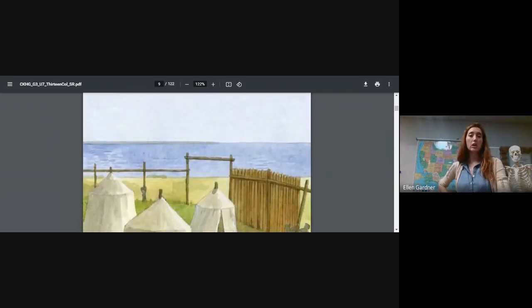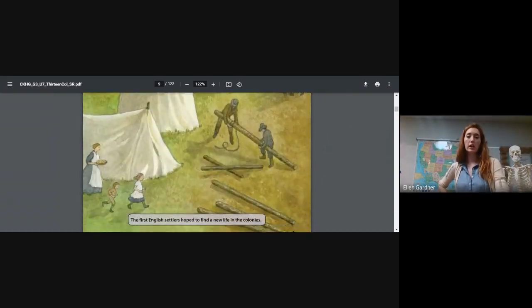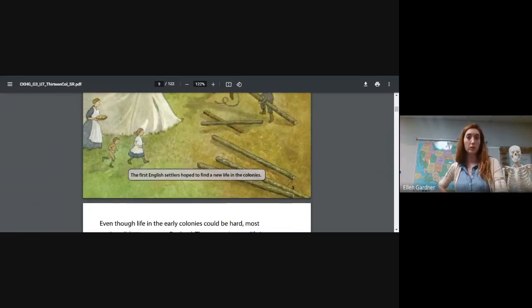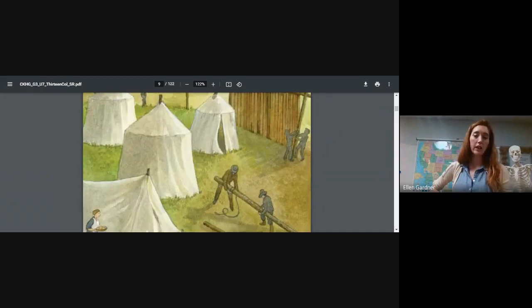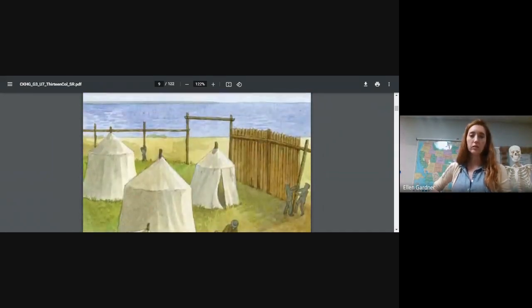We heard about some of this in our Thanksgiving book that we read earlier in the year. This shows the first English settlers hoping to find a new life in the colonies. Here they are in those tents, but they're starting to build up kind of a fortress.